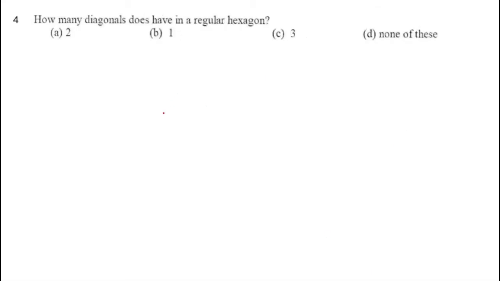Question 4. How many diagonals does a regular hexagon have? A regular hexagon will be having 6 sides. So n value we can take as 6. We all want a formula to find the number of diagonals. The number of diagonals is given by the formula n into n minus 3 divided by 2. This is the formula.